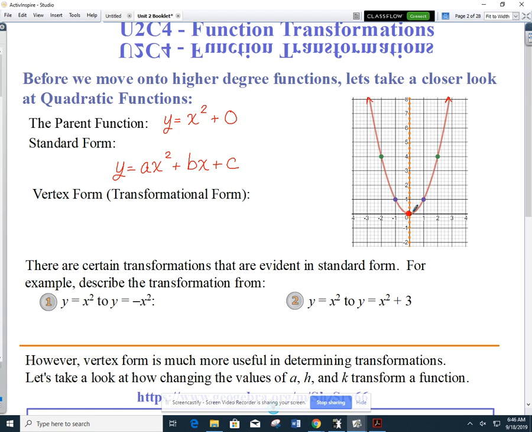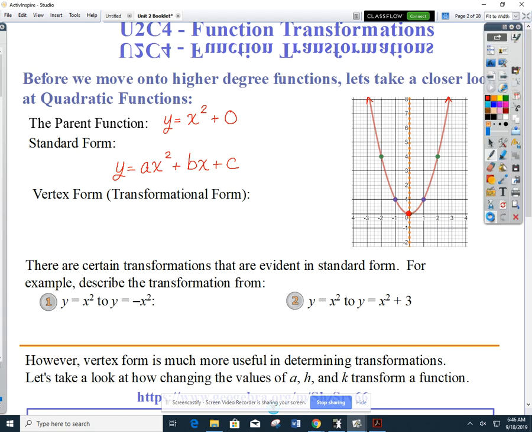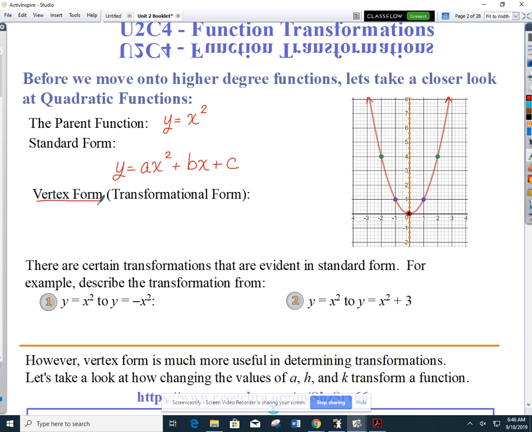So we started to explore transformational form yesterday, and when you're talking about a quadratic, it's usually referred to as vertex form because a quadratic has a vertex. And other functions that we study don't necessarily have a vertex. So for those functions, we call the same format transformational form. For a quadratic, it would look like this. A times x minus h squared plus k.